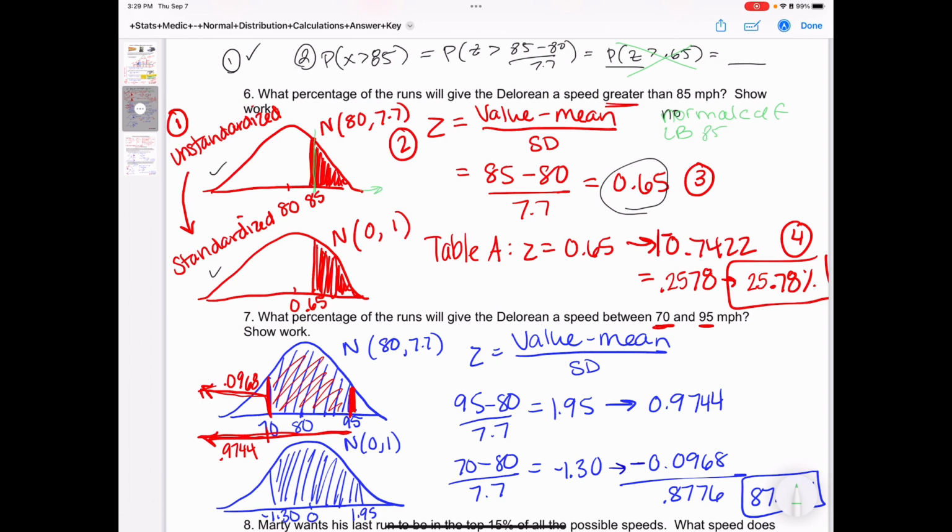Upper bound, infinity. Mean, 80, and standard deviation is 7.7. And I'm going to get the same thing, 25.78%.